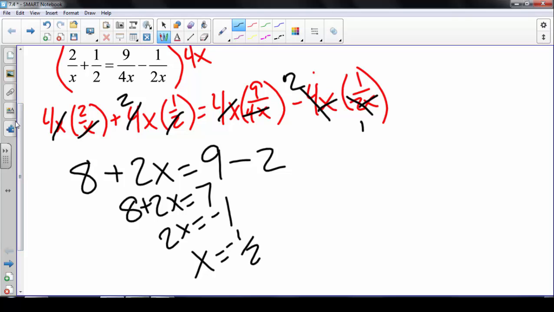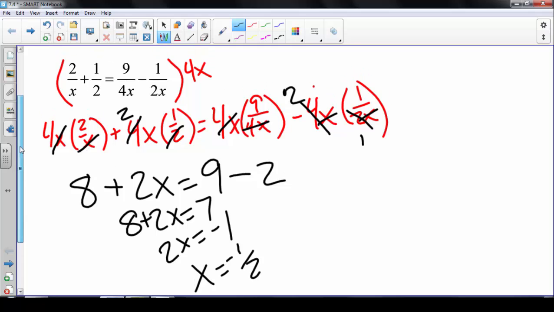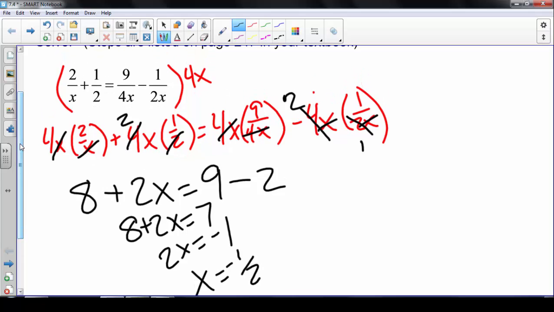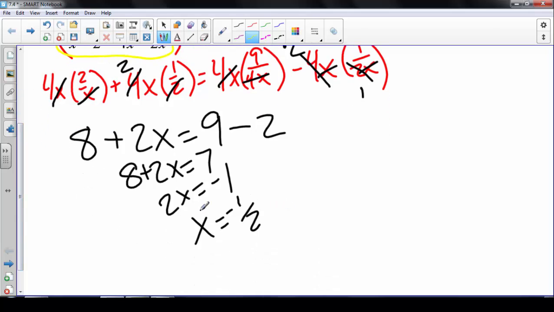But what you always need to do at the very end is check the number that you got as your solution and make sure that when you plug it back in, you're not going to get 0 in a denominator. If we look back at all of our denominators here, the only thing that x cannot be is 0. Any other number will not make a denominator 0. We did not get 0 here, so this is our answer.